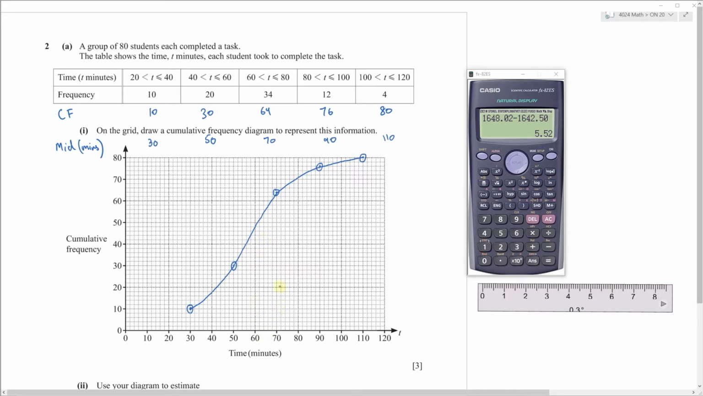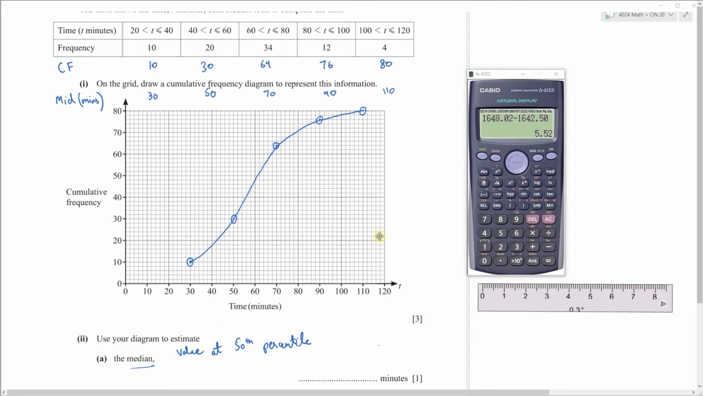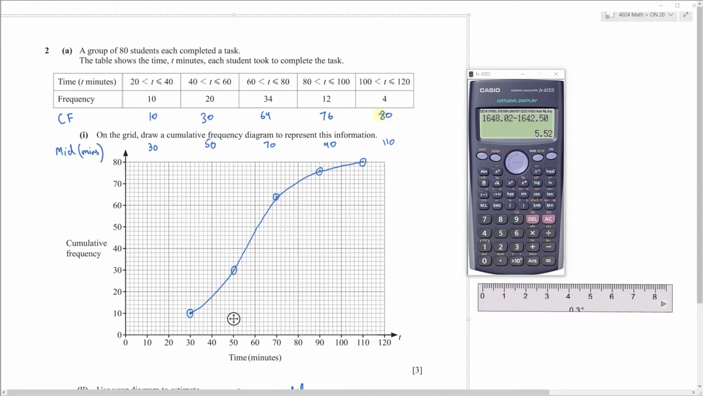So this will be our cumulative frequency diagram. The next part is, use your diagram to estimate the median. So median will be the value at the 50th percentile. So the 50th percentile of 80, because your total frequency, or the total number of students, is 80. So 50% of 80 will be 40.